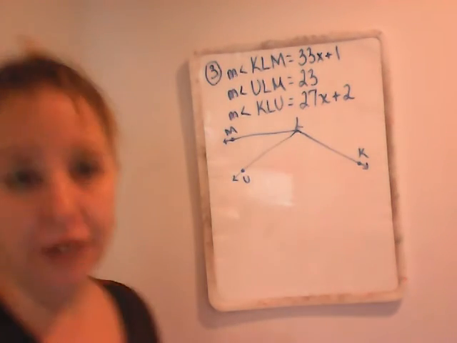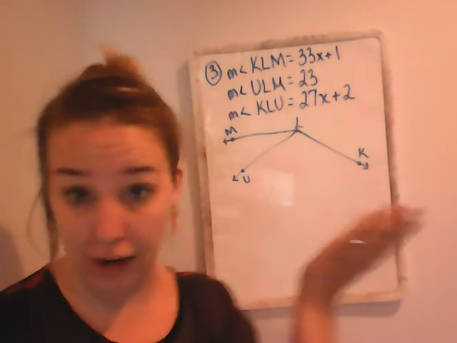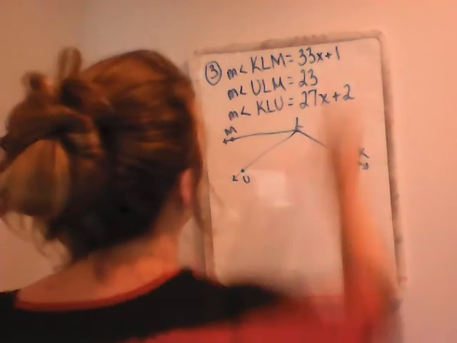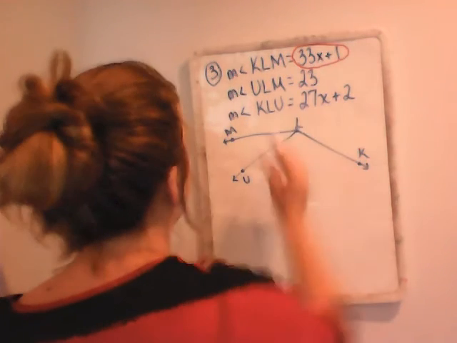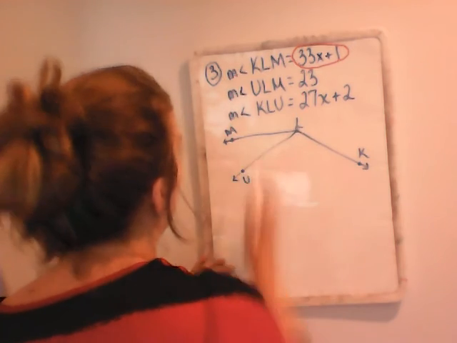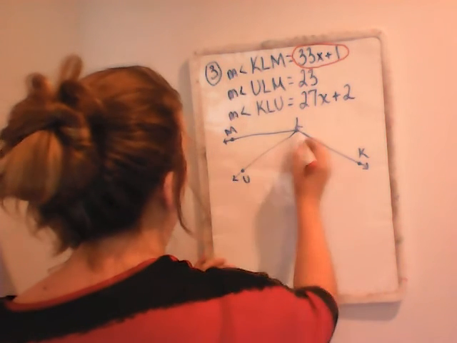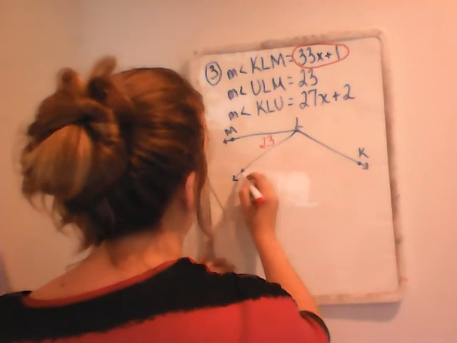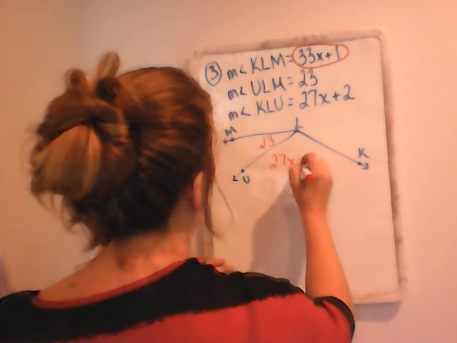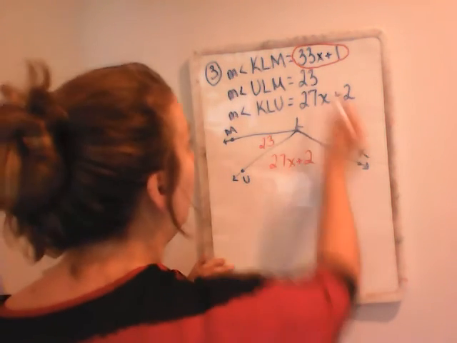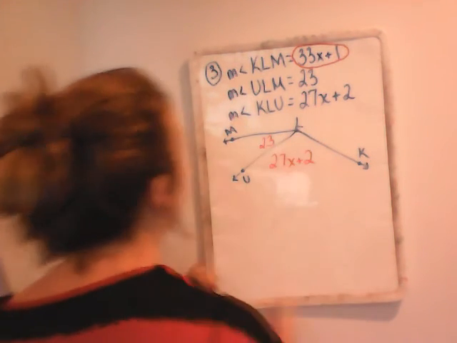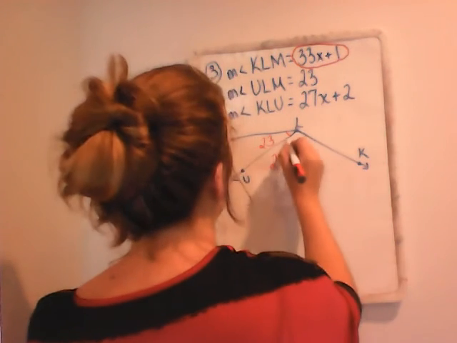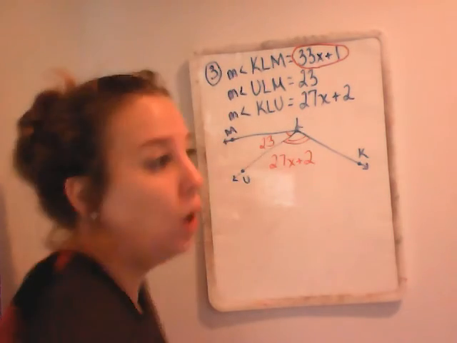All right, example 3. We're just going to start labeling things so we can figure out how to write our equation. K, L, M. The whole thing, KLM, is 33x plus 1. ULM is 23. KLU is 27x plus 2. And we remember the whole thing, this KLM, is 33x plus 1, right? So this piece plus this piece equals the whole thing.